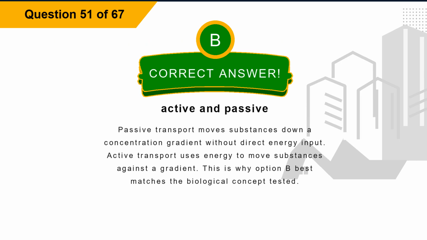Active and passive. Explanation. Passive transport moves substances down a concentration gradient without direct energy input. Active transport uses energy to move substances against a gradient. This is why option B best matches the biological concept tested.